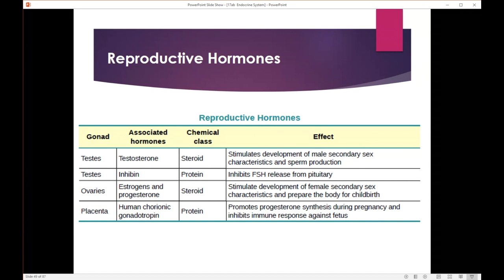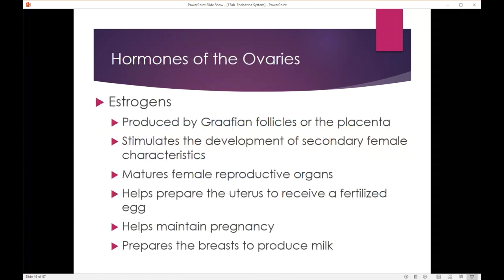And then the testes are also secreting that inhibin, which is a protein, meaning that it's going to need that second messenger system, cyclic AMP. And that's going to inhibit our FSH release from the pituitary. And then placenta, when we're pregnant, we're going to release HCG or human chorionic gonadotropin. That is a protein and it promotes the progesterone synthesis during pregnancy and it inhibits the immune response against the fetus.